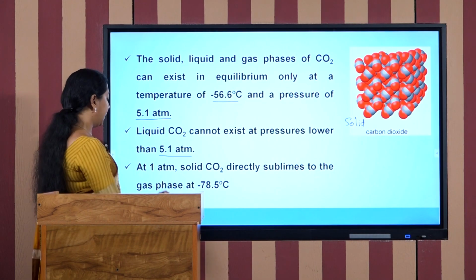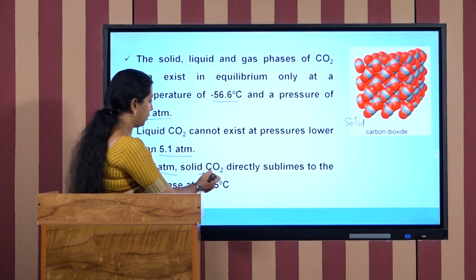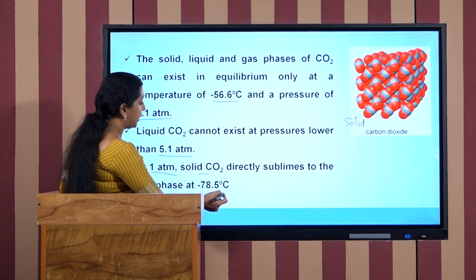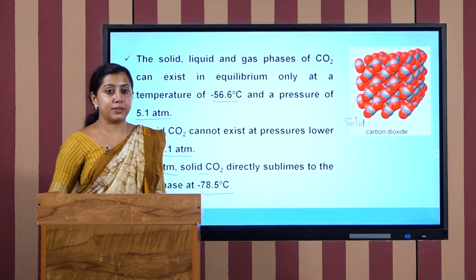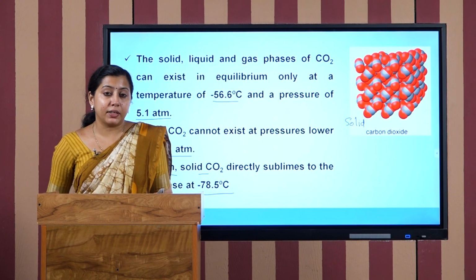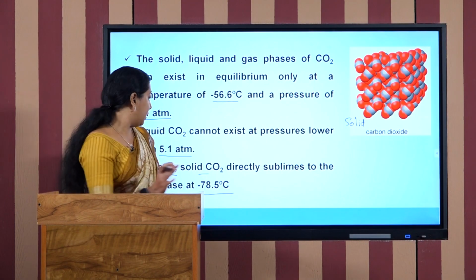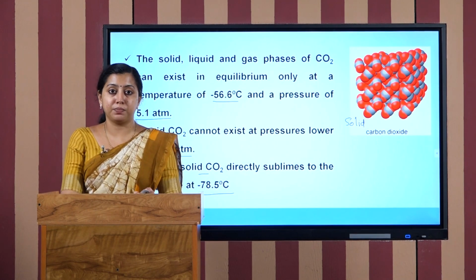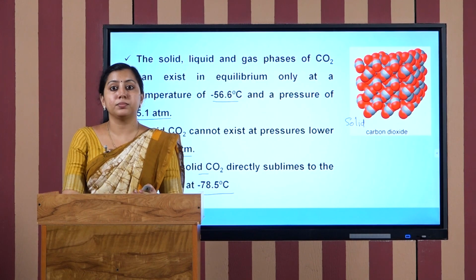We can see that at 1 atmosphere pressure, solid carbon dioxide directly sublimes into the gas phase at a temperature of minus 78.5 degrees Celsius. So, we can see that carbon dioxide, which is a non-polar molecular solid, has an extremely low melting point of minus 78.5 degrees Celsius due to the presence of very weak dispersion forces.